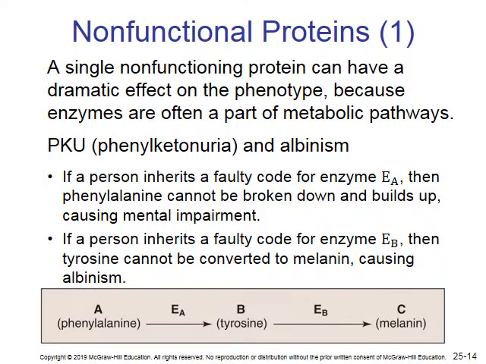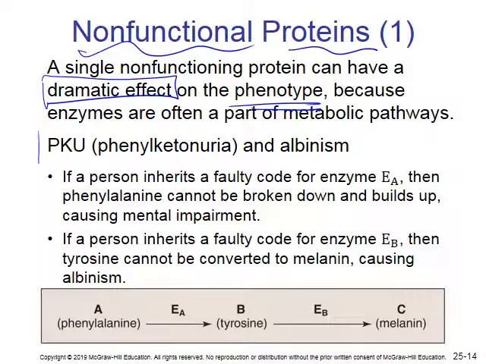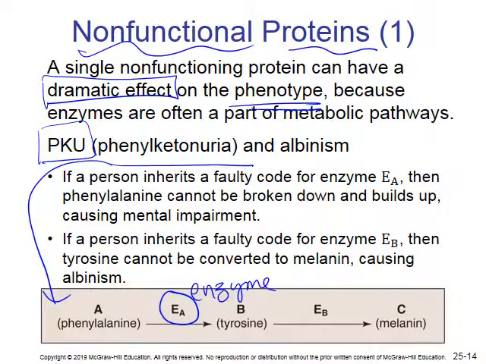So what happens if we have a non-functional protein? They want you to realize this can have a dramatic effect on the phenotype. So PKU, phenylketonuria: remember a lot of what we code for in our DNA, those proteins are enzymes that are going to do jobs within the body. So if you do not have this enzyme, you're not able to break down phenylalanine into tyrosine, and you have a buildup of phenylalanine, and it'll cause mental impairment.